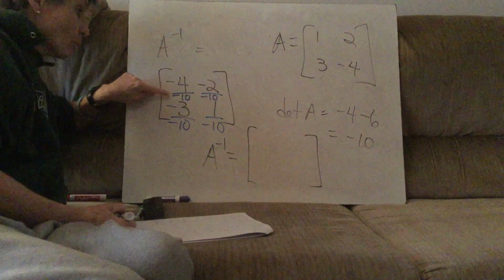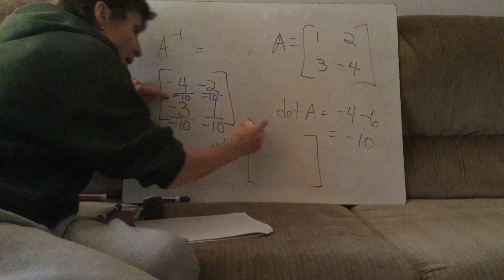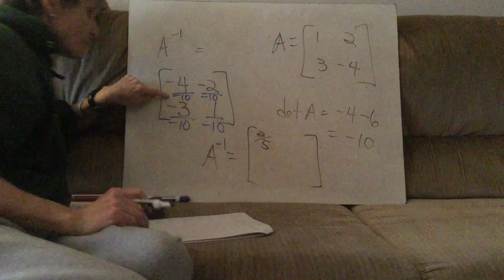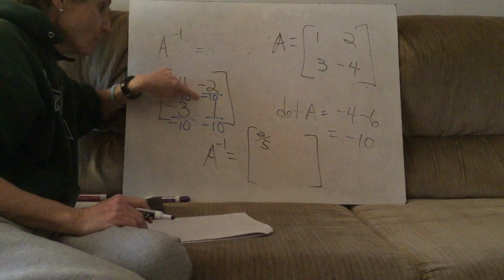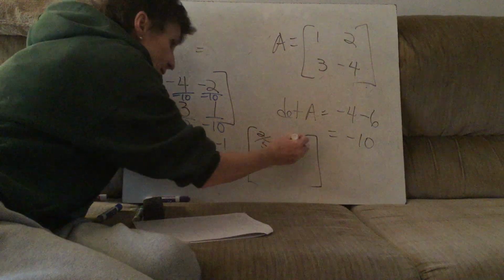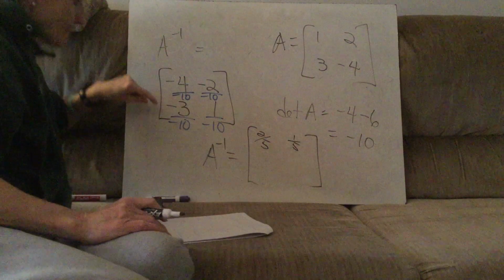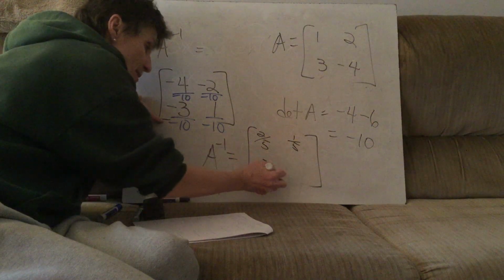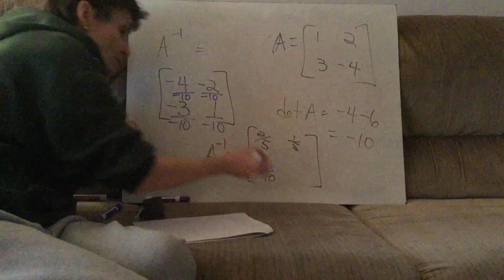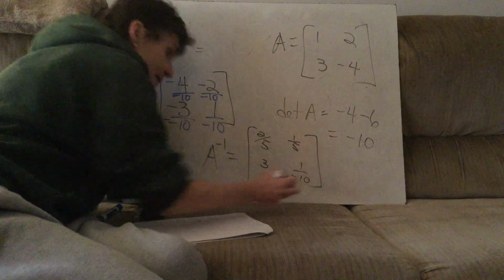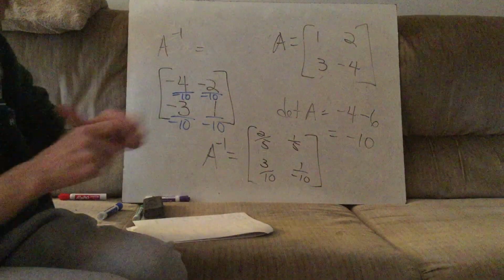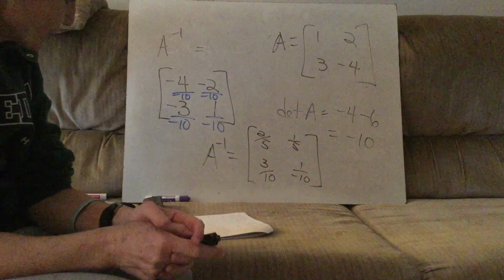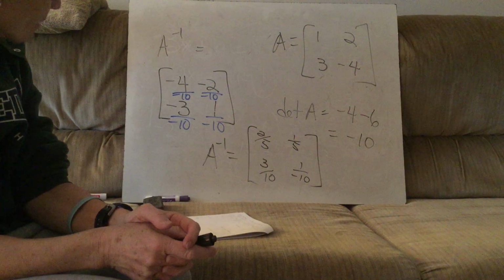So negative 4 over negative 10 would be positive 2/5. Negative 2 over negative 10 would be positive 1/5. Negative 3 over negative 10 would be positive 3/10. And 1 over negative 10 would be 1 over negative 10. And that, my friends, is the inverse. Awesome.